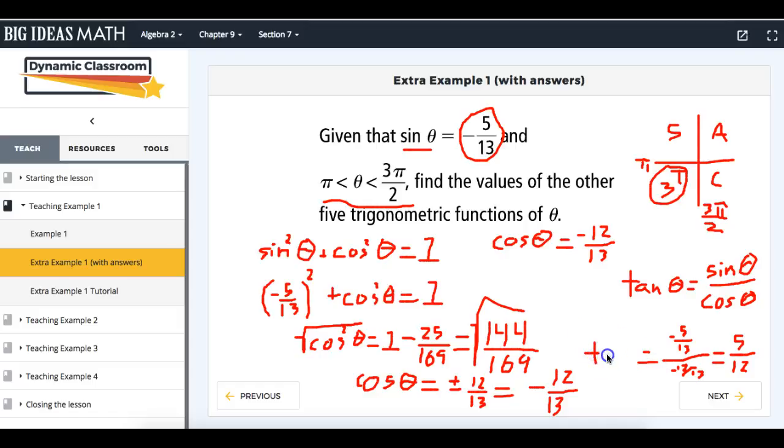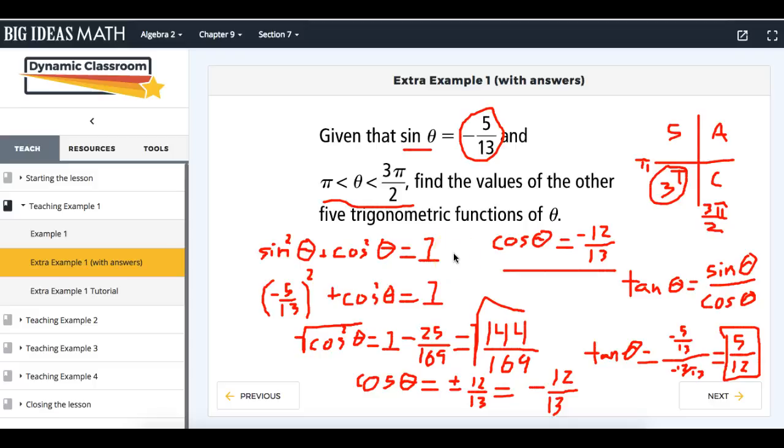So that's how we find our other two functions. Using our Pythagorean identity and our tangent identity, we have found the cosine and the tangent of our angle.